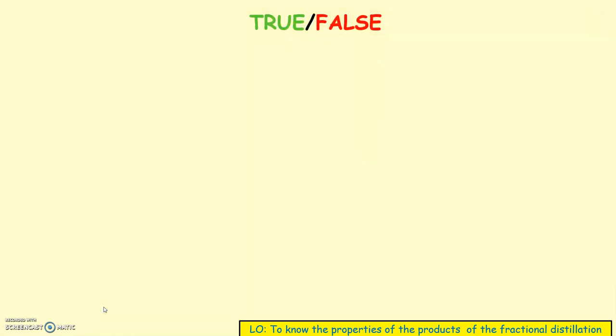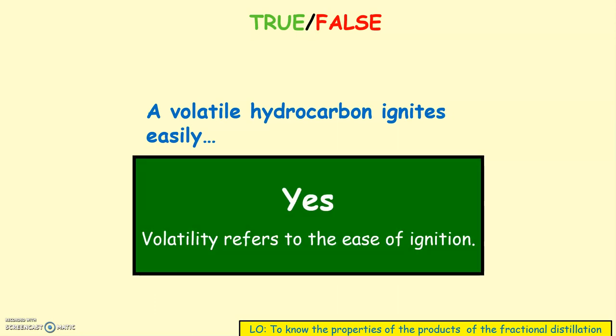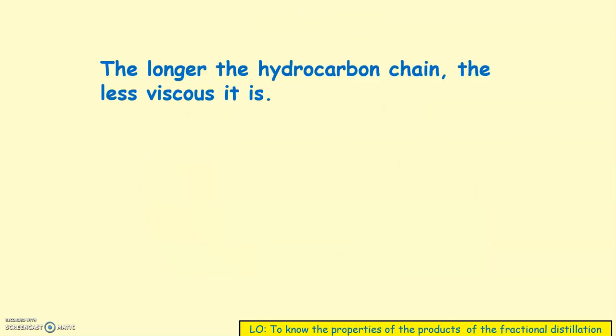Okay, guys, so the last task is just going to be a true or false. So, a volatile hydrocarbon ignites easily. Have a think. Is that true or false? Just jot them down. Correct, guys. It is yes, that's true. Volatility refers to the ease of ignition, of how easy it is to ignite or turn into a gas. Excellent. Well done, guys.